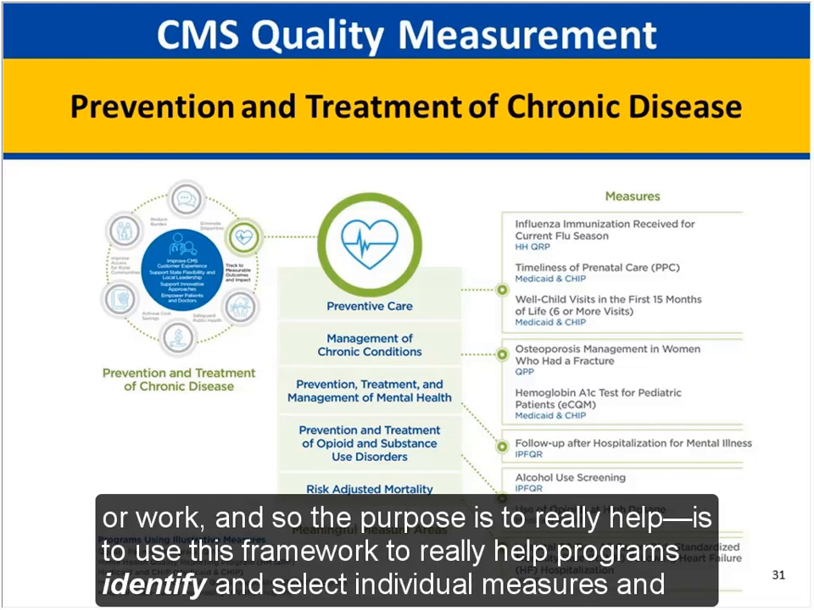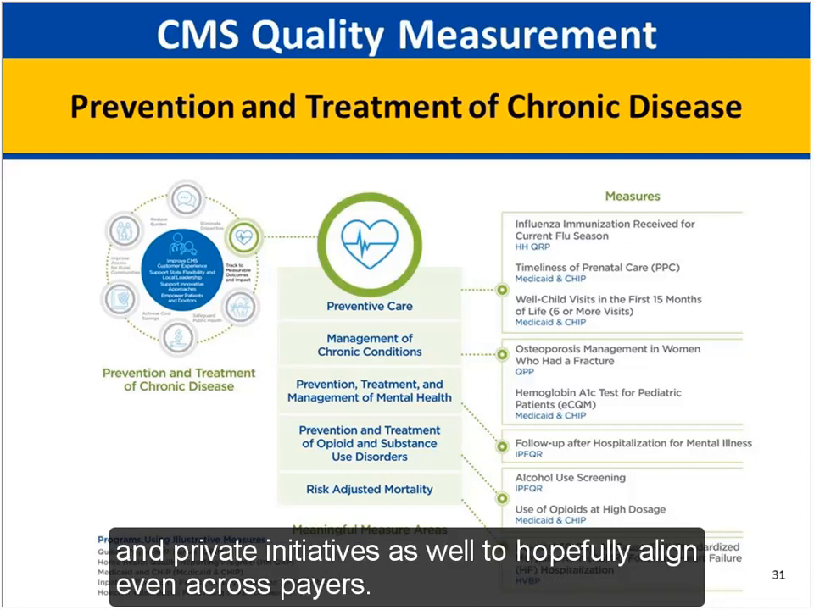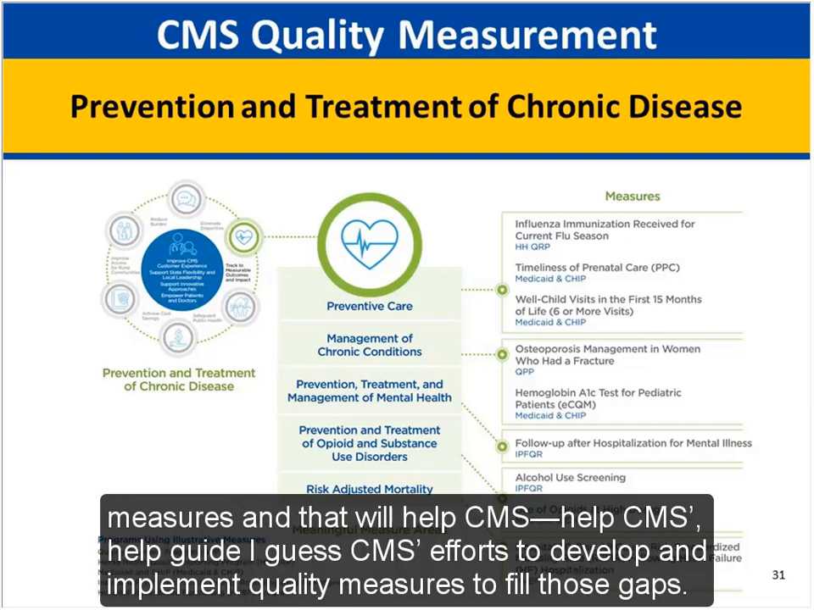And so the purpose is to use this framework to help programs identify and select individual measures and increase measure alignment across programs. And of course, we're working with other public and private initiatives as well to hopefully align even across payers. We want to make sure that the agency is pointing to high priority areas where there may be gaps in available quality measures, and that'll help guide CMS's efforts to develop and implement quality measures to fill those gaps.